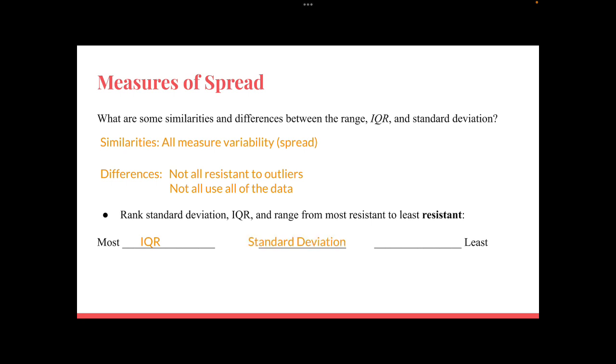The next one is the standard deviation. It's also resistant. But our least resistant is the range, because remember, to find range, you take the maximum and you subtract the minimum. So if your outliers are the max or min, then they're going to be affected. So we are not going to use that.